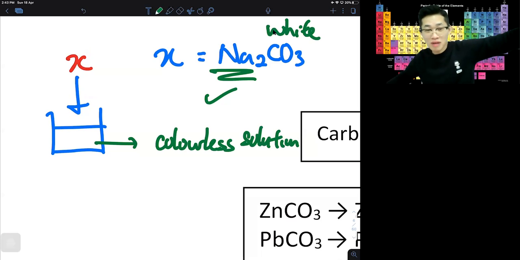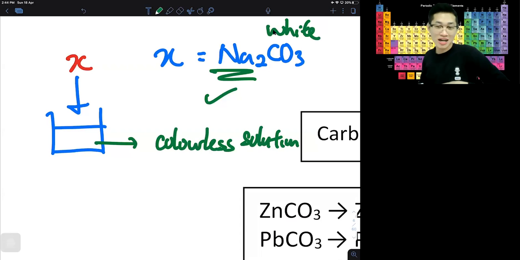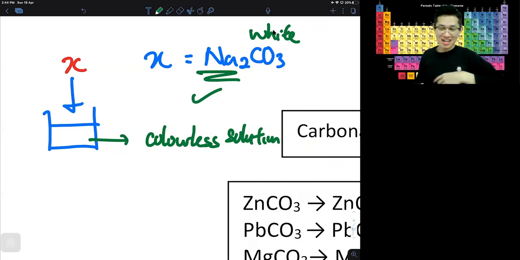It's colorless also. You sure? When you buy the salt, it's colorless. You sure? You buy one and show me tomorrow.